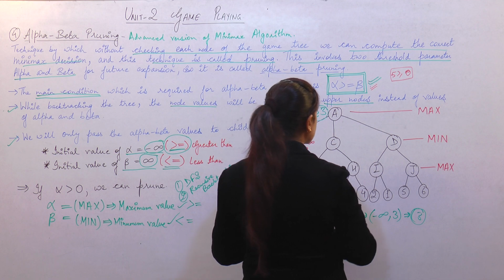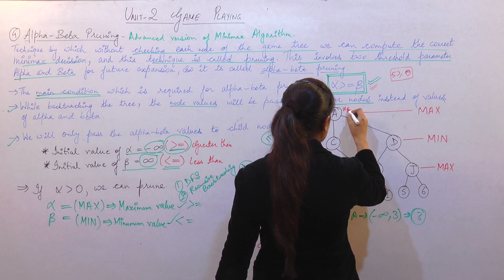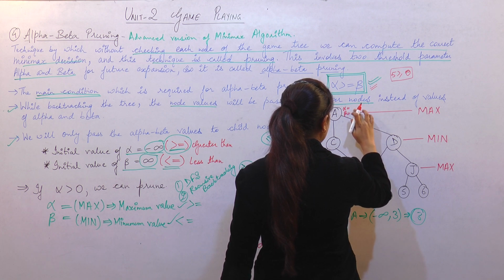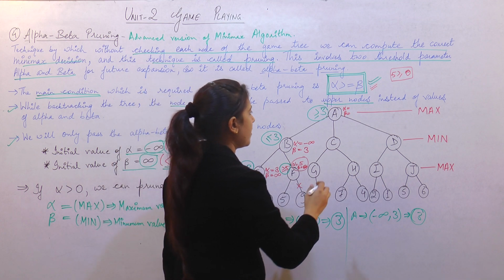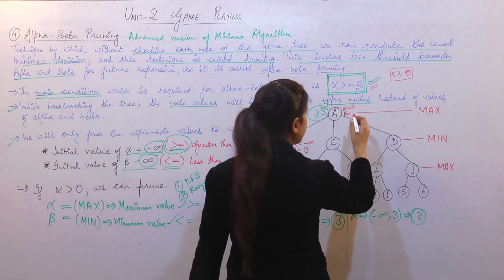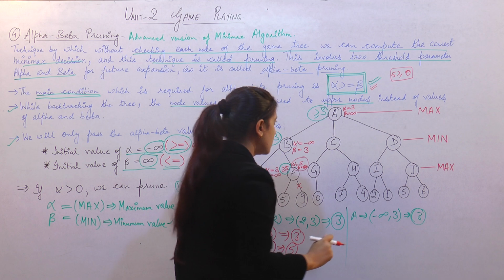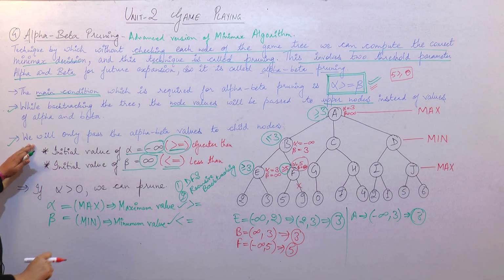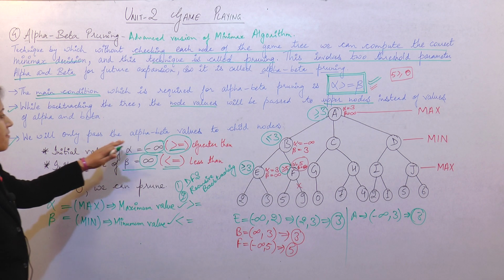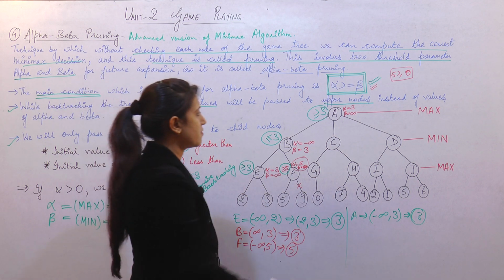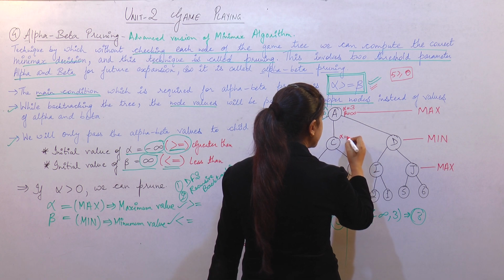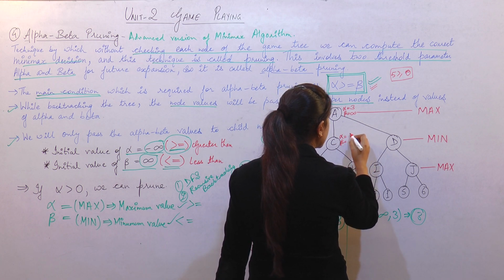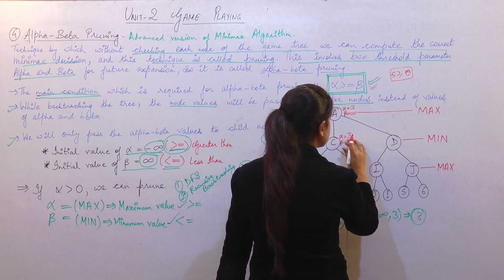Now for calculating the value of alpha and beta at node A, the value of alpha will be 3 and beta will be infinite. Now we will follow this point that we will only pass the alpha beta values to the child nodes. We will move or pass the values of alpha and beta to all the remaining child nodes.